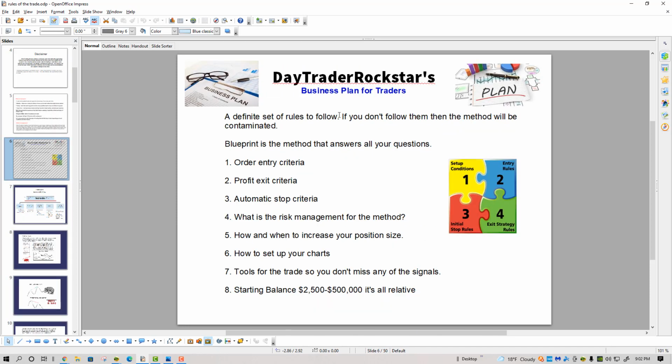All right, so this is the business plan we want to use. Again, we have to have an order entry criteria, profit exit criteria, and automatic stop criteria. That's what we covered today. Tomorrow we're going to review that, and then we're going to go into the risk management of the method, how to increase your position size.